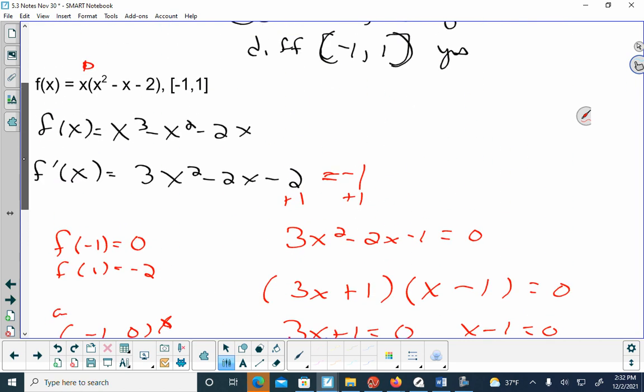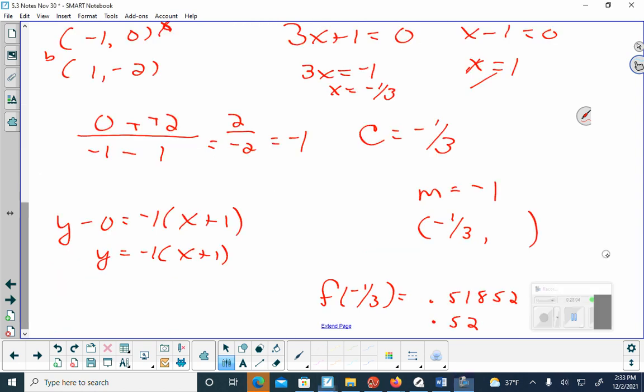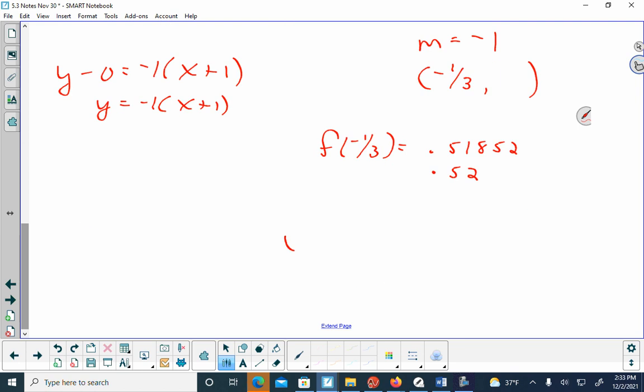Can someone do f of negative 1/3 for me, please? I'll pause while you guys work. So then I'm going to do y minus 0.52 is equal to negative 1 times x plus 1/3. Okay? Good? Wait, that's the slope of the tangent. No, this is the equation of the tangent line.